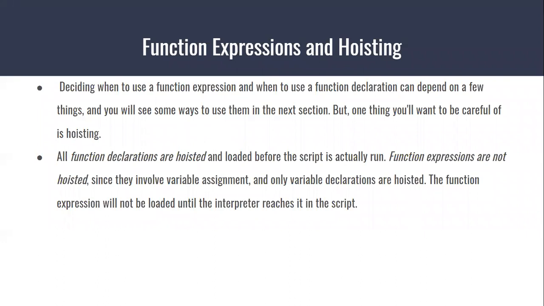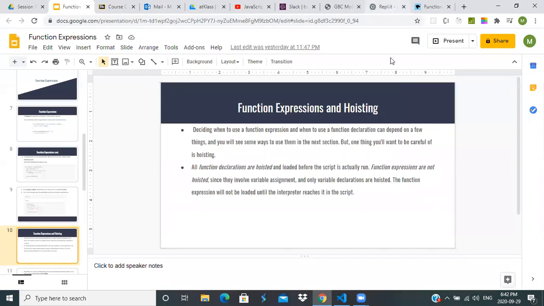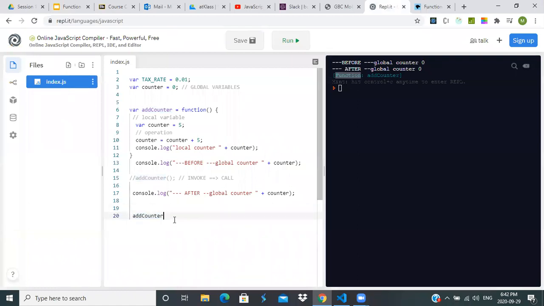Function declarations are hoisted and loaded before the script is run. Function expressions, like we had just established, are not hoisted, since they involve a variable assignment, and only variable declarations are hoisted. So the function expression will not be loaded until the interpreter reaches it in the script, which is the behavior you want to have happen, right? So if I have something down here that could be, let's just say, modify, delete, clear counter, right? Inside of this function here, it might actually clear the counter.